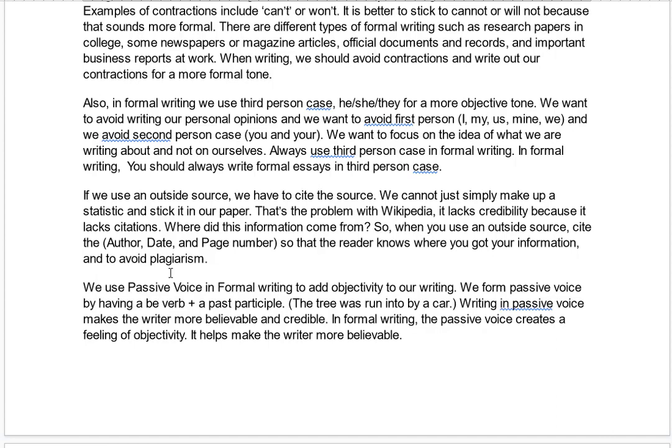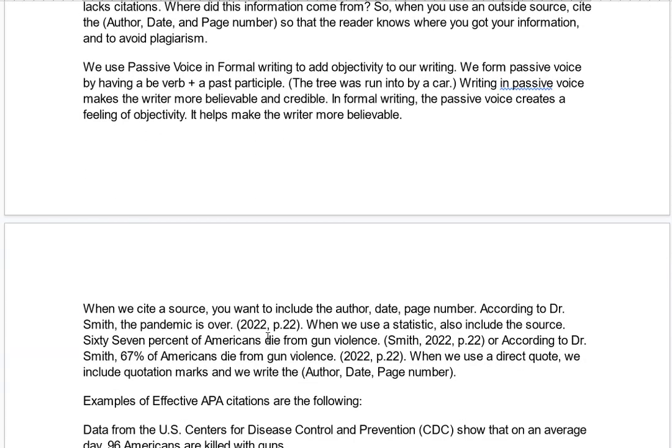When we write a science paper, we use passive voice in formal writing to add objectivity to our writing. We form passive voice by having a be verb plus a past participle. The tree was run into by a car. Writing in passive voice makes the writer more credible and believable. In formal writing, the passive voice creates a feeling of objectivity. It helps make the reader more believable.